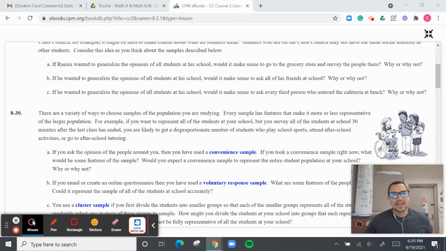The last one says, if you wanted to generalize the opinions of all students at the school, would it make sense to ask every third person who entered the cafeteria at lunch?